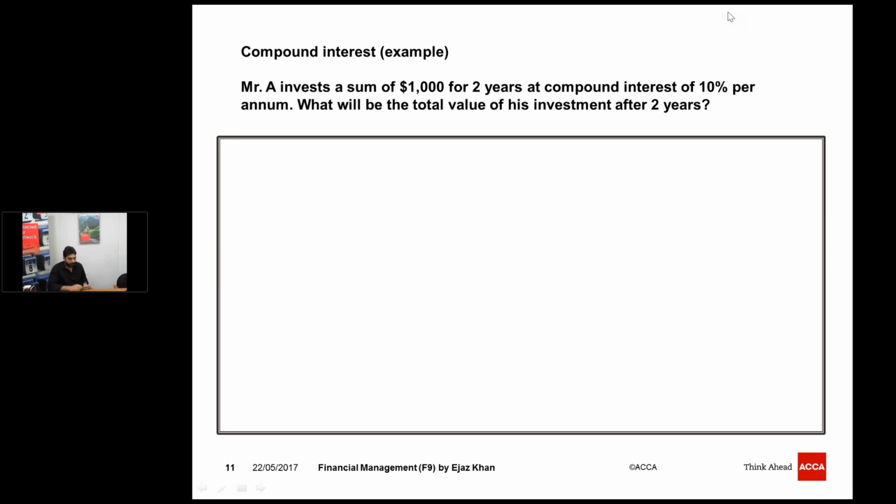Look at this example. Mr. A invests a sum of $1,000 for 2 years at a compound interest of 10% per annum. What will be the total value of his investment after 2 years?